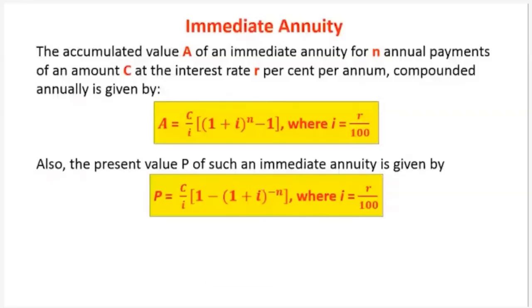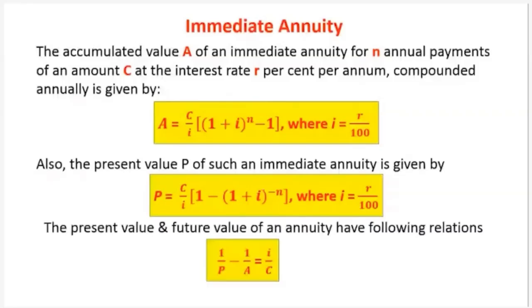There is one more. 1 upon P minus 1 upon A is equal to I upon C. It's not 1 upon C, it is I upon C. 1 upon P minus 1 upon A is equal to I upon C. These are the formulas.